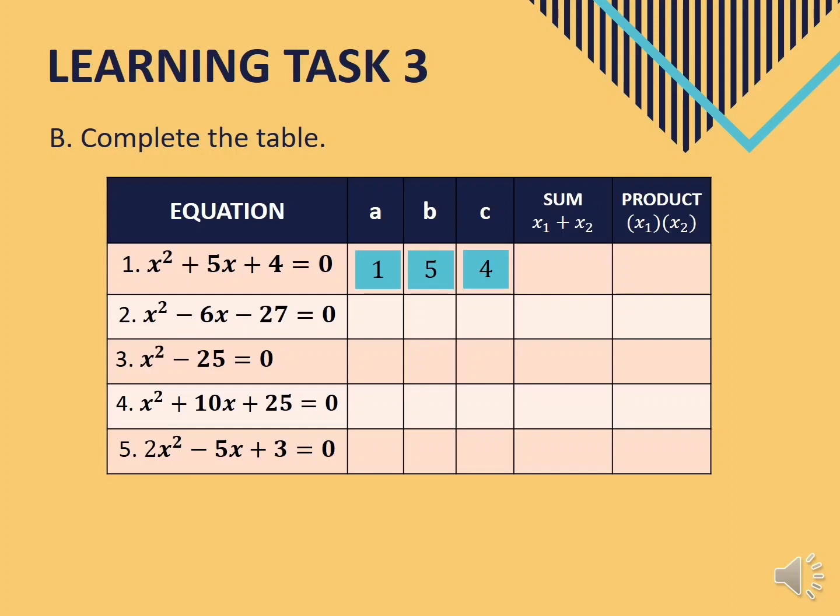Now, I have given you an example. In number 1, let me do it now. A is 1, B is positive 5, and C is equal to positive 4. What is the sum? The sum is negative b over a. So, 5 over 1, or 5 divided by 1, that is 5, and multiplied by negative, so we have negative 5. How about the product? The product is c over a. So, we have 4 divided by 1, that is 4. As simple as that. So, please do the remaining items: 2, 3, 4, and 5.